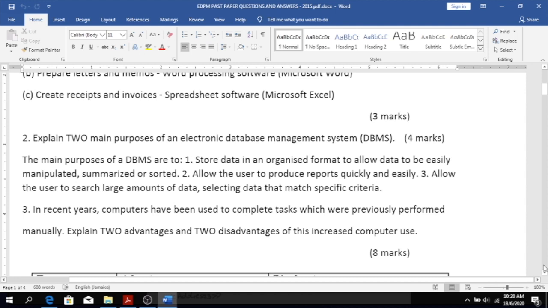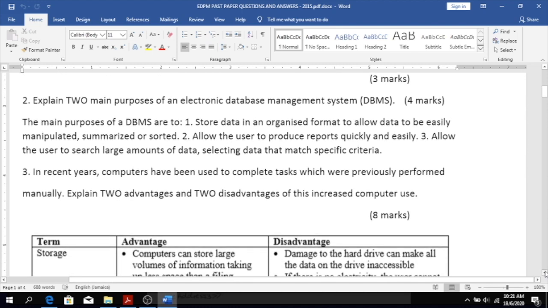Number two, allow the user to produce reports quickly and easily. Once the teachers put their grades in the system, they can produce their reports quickly and easily from it. I'm going to give you a third purpose as well. Any two of these three can be listed as the two main purposes. The third one is that it is used to allow users to search large amounts of data, selecting data that match specific criteria.